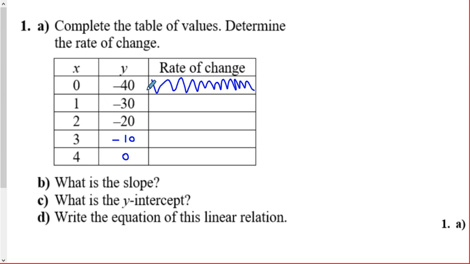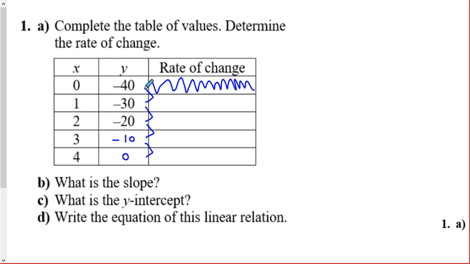So we say, when we go from negative 40 to negative 30, what kind of change is that? And I can see that's an increase of 10. It's going up by 10. So my rate of change for that one is 10. Same for my next one, same for my next one, same for my next one. My rate of change should be plus 10 because it's going up by 10 each time for my y values.